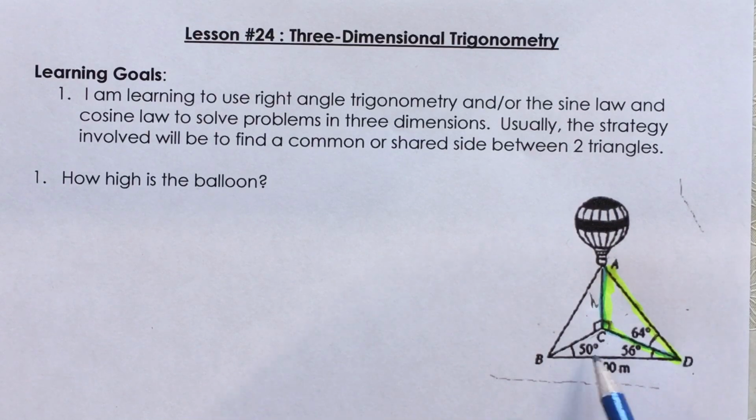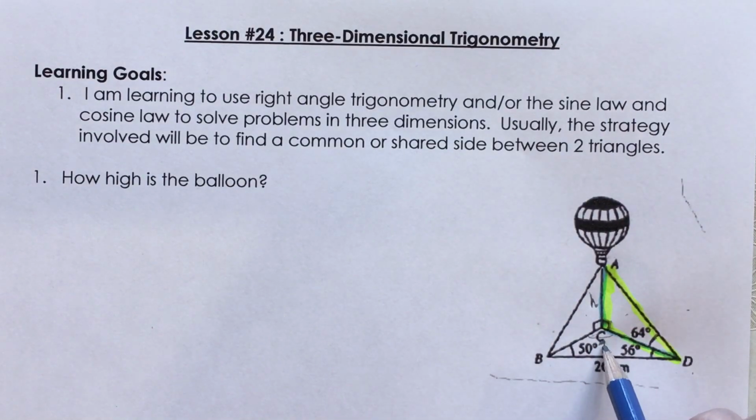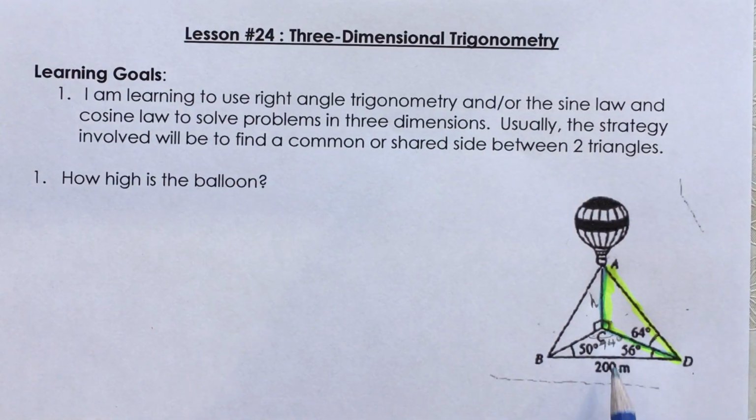Because we know 2 angles in this triangle that's on the ground, we actually know all 3. So we can just do 180, subtract 50, subtract 56, and that gives us this angle here, which ends up being 74 degrees. So we actually know all 3 angles in the triangle and 1 side, which means we can use the sine law.